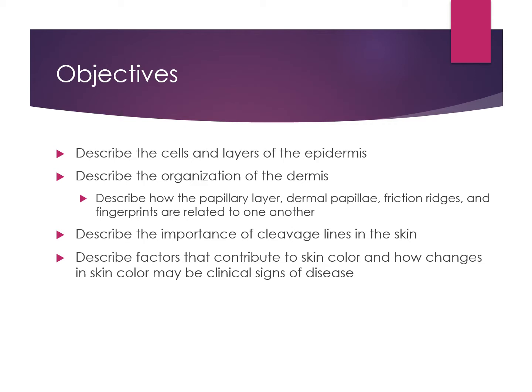as well. Next, you should be able to describe the organization of the dermis. This includes descriptions of the tissues that we find there, or other structures like blood vessels or nerve endings. As part of your description of the dermis, you should be able to describe how the papillary layer, the dermal papillae, the friction ridges, and fingerprints are all related to each other. You should be able to describe the importance of cleavage lines in the skin, and describe factors that contribute to skin color and how changes in skin color may be clinical signs of disease.